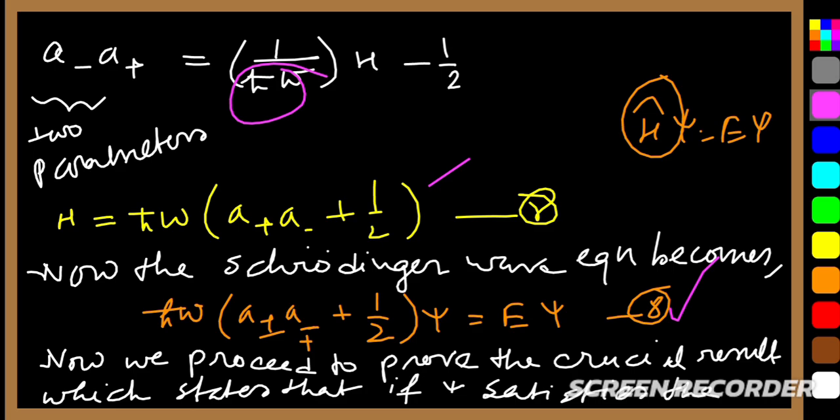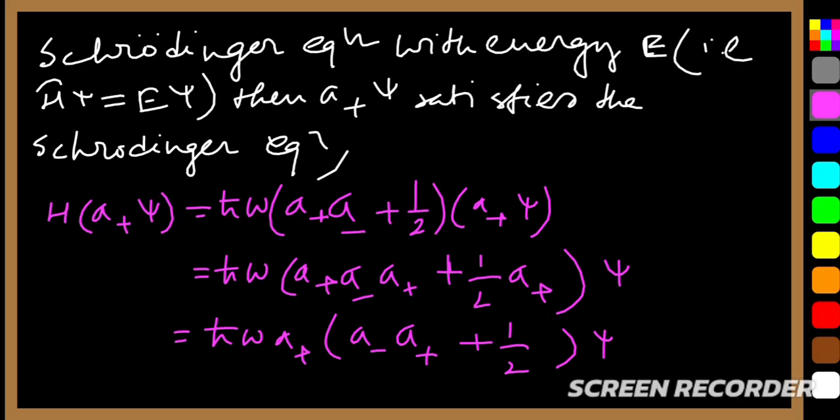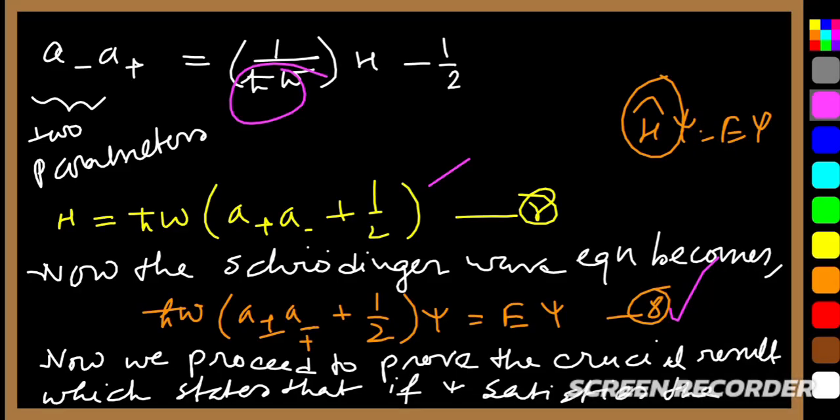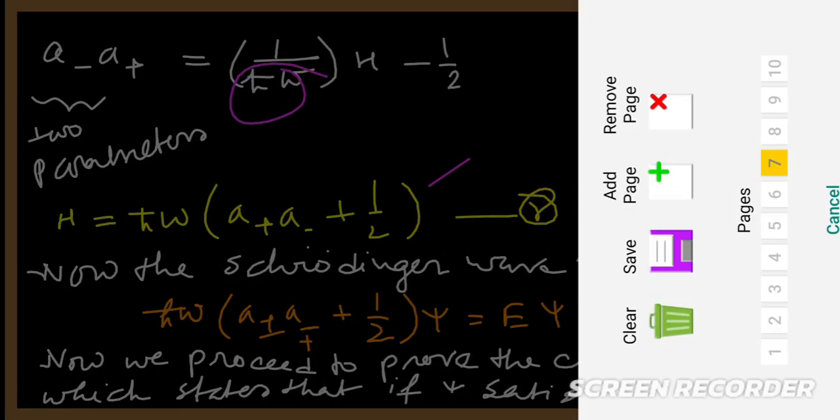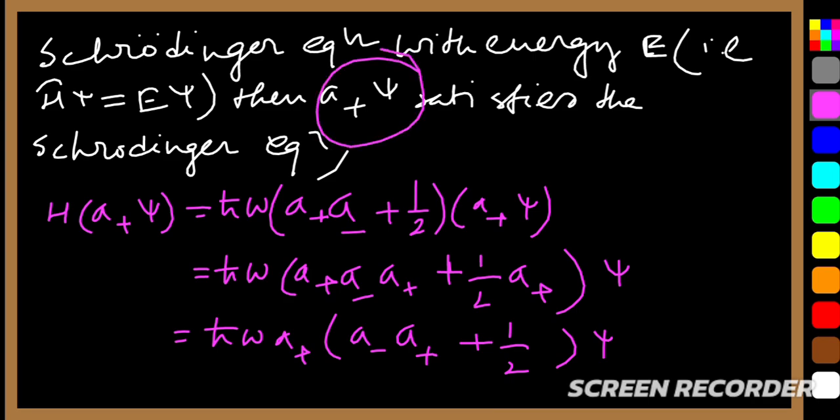So now we proceed to prove the crucial result: if psi satisfies the Schrödinger equation with energy E, then A plus psi also satisfies the Schrödinger equation. That is, we have to prove the crucial result which is satisfied by the Hamilton operator as well as the energy, and also by the psi function. Even that should be satisfied by another term, that is A plus psi.